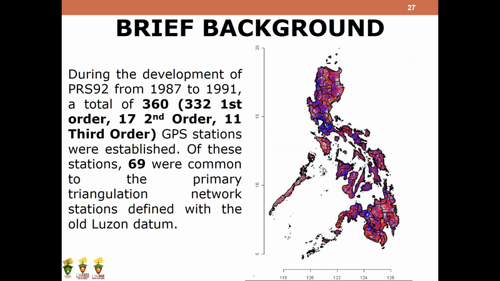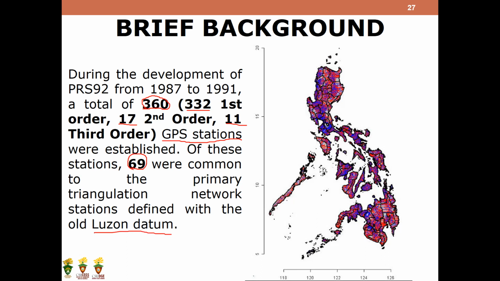And during the development of the PRS-92 from 1987 to 1991, there are a total of 360 stations, 332 ang first order and 17 ang second order and 11 only are the third order stations. So GPS ang gigamit for PRS-92 nga network. And of these stations, 69 were common to the primary triangulation network stations defined with the old Luzon Datum.